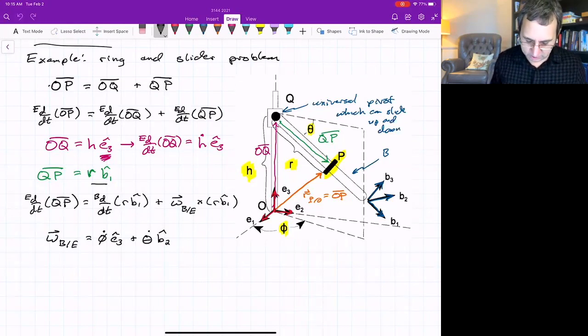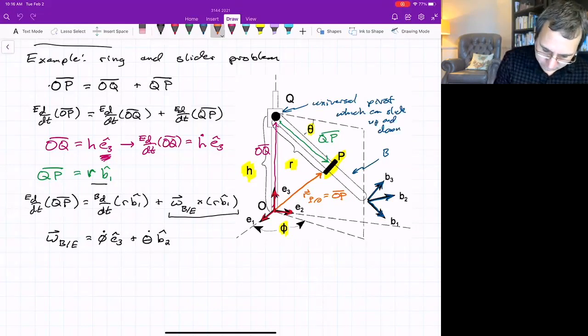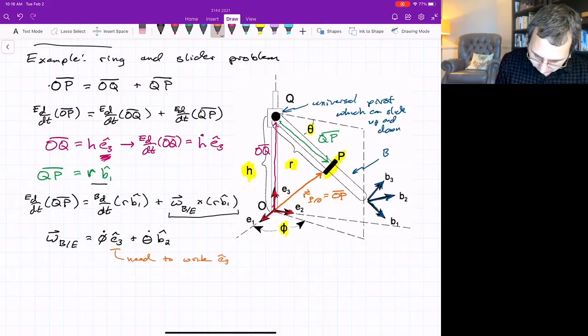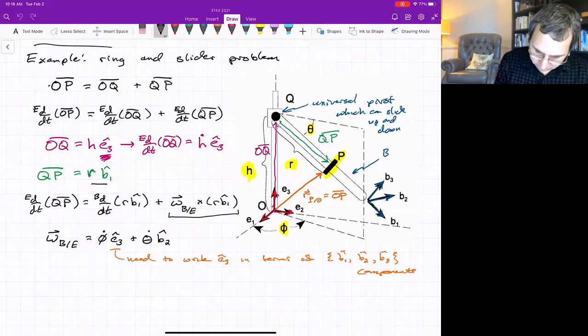And this is an okay way to write it, but when you look at this cross product we're gonna have to do, we probably wanna write the omega vector completely in terms of B frame components. So that means we need to write this in terms of B frame components. So we'll have to do some trig. Hopefully we can kind of see here what's going on.